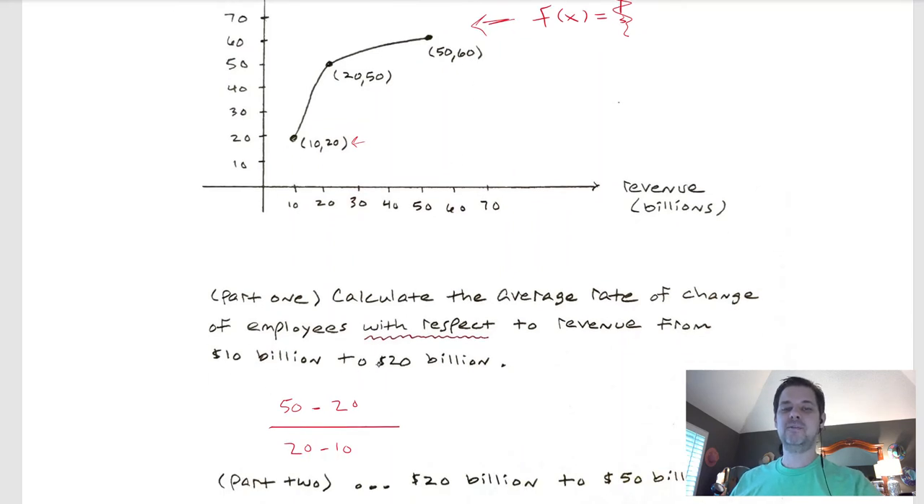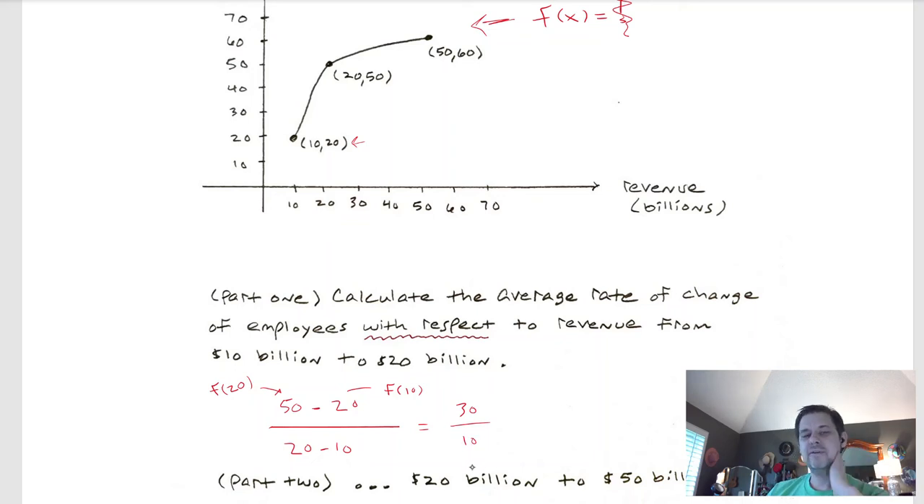So from 10 to 20, I would do 20 minus 10 down here. And then you could think of the rest, like this right here, is f of 20, the function value or the y-coordinate. And this is f of 10, the function value or the y-coordinate. What does that turn out to be? 50 minus 20, that's 30. And 20 minus 10 is 10, like that.